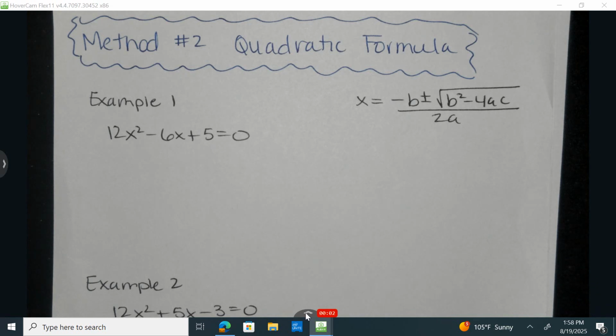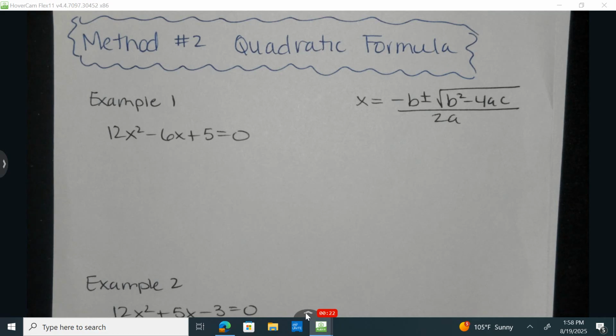There's always a few students who prefer this method, the quadratic formula. And why do they prefer it? Because it always works. For me, it's a little extra work than I like to do, but we have to know how to use this because, as I shared with you in previous videos, the first method, the factoring method, will not always work. So let's look at this first equation.